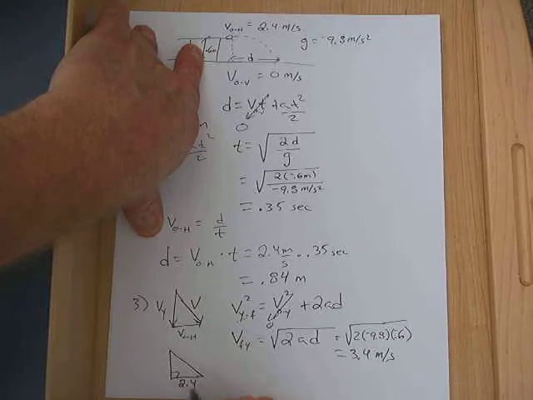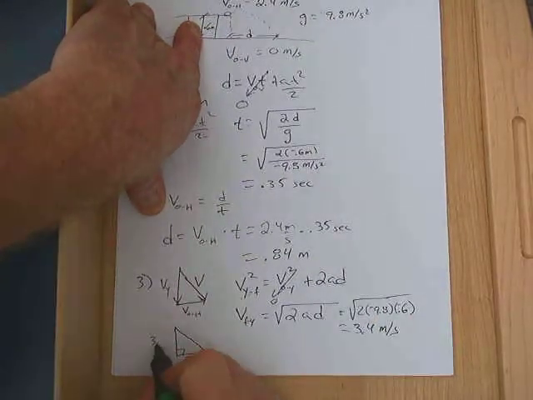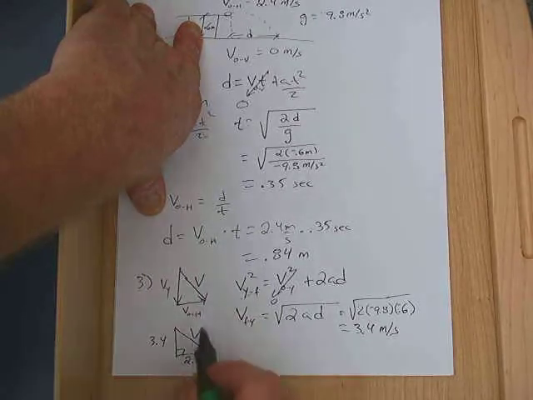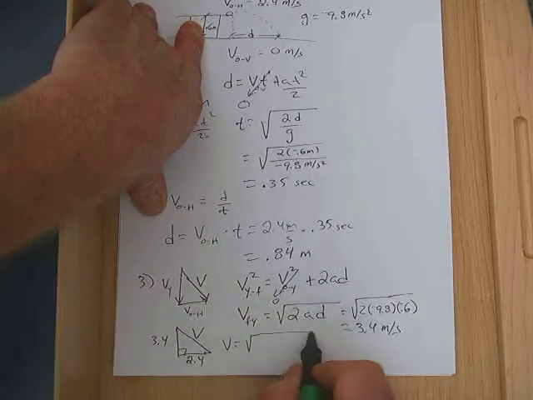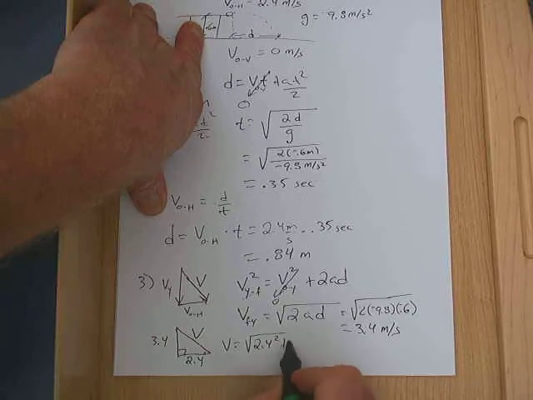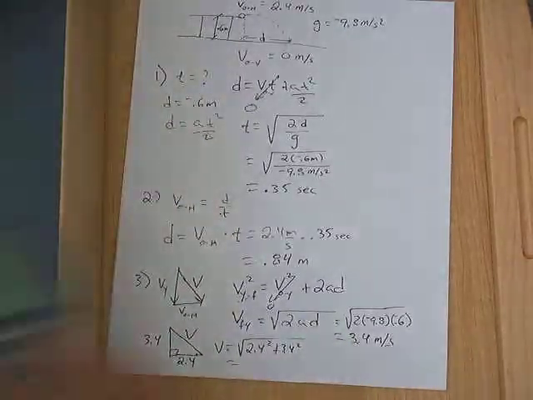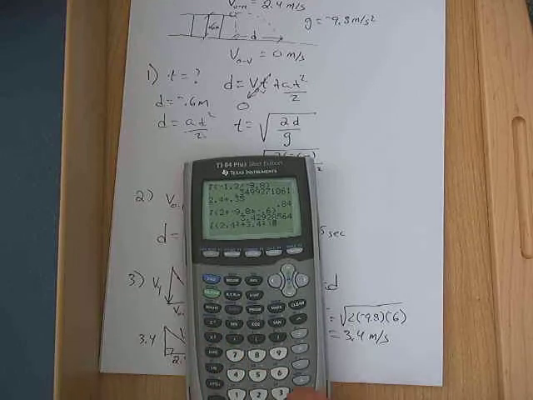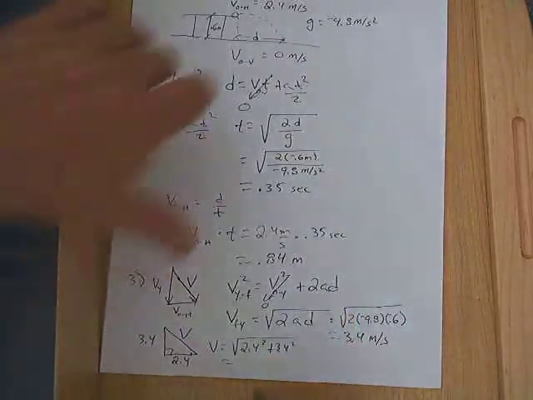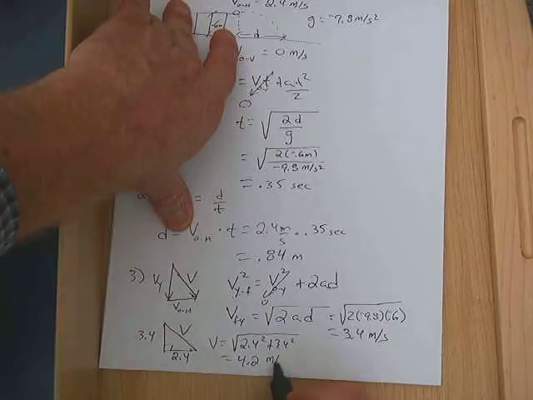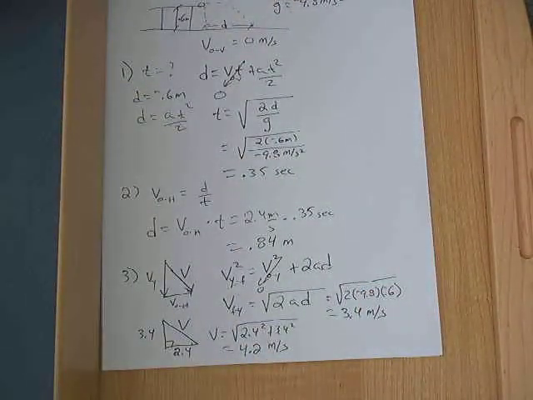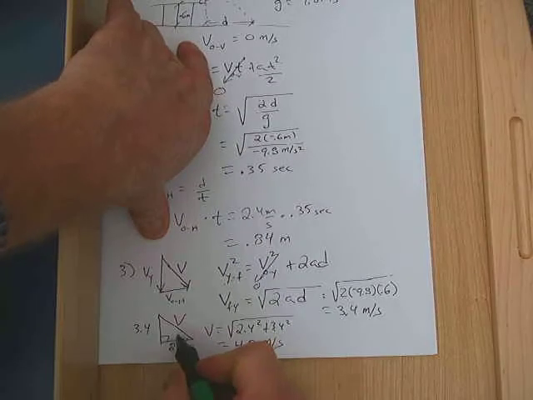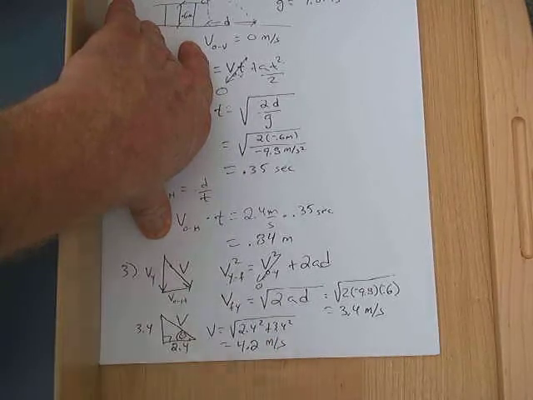So now I know that my right triangle has legs of 2.4 and 3.4, and that's the velocity I want. That velocity is going to be the square root of 2.4 squared plus 3.4 squared, which equals approximately 4.2 meters per second. That's the velocity it's going to hit the ground at.